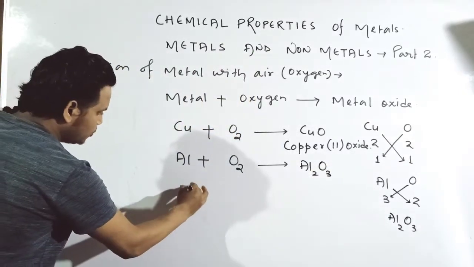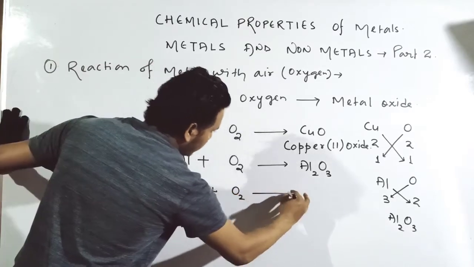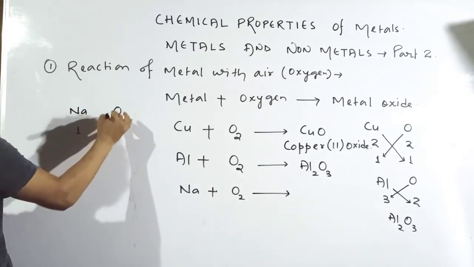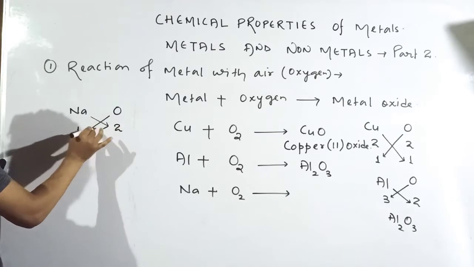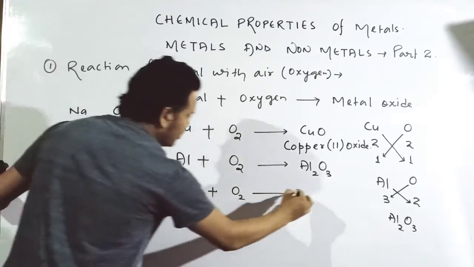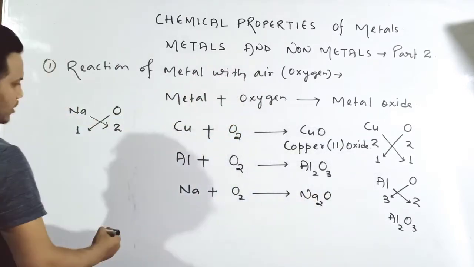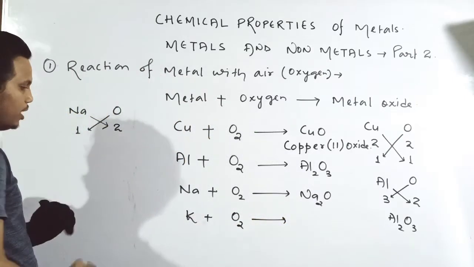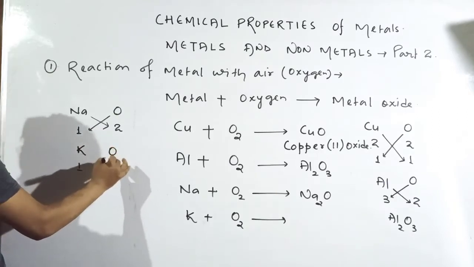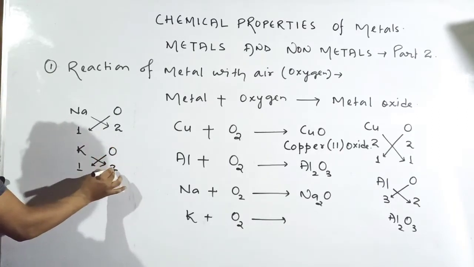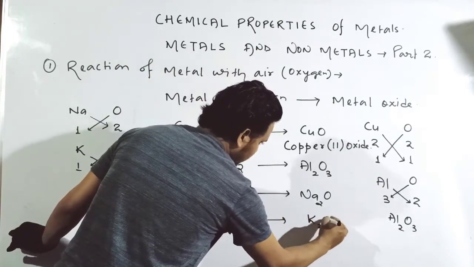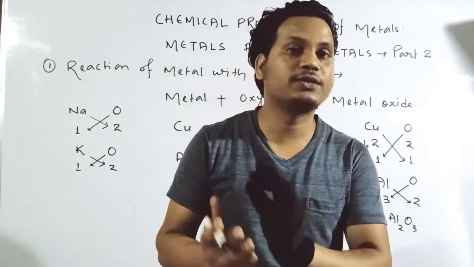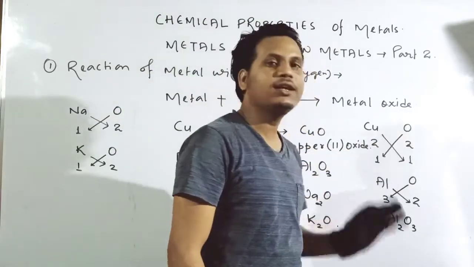In the same way, sodium reacts with oxygen, it forms sodium oxide. What is the valency of sodium? 1. What is the valency of oxygen? 2. What will be the formula? Na2O. Same, potassium plus oxygen. What will be the formula? Potassium also has valency 1, oxygen 2. Formula will be K2O. Just cross the valency. So in this way metal oxide is formed, formula by exchanging the valency.